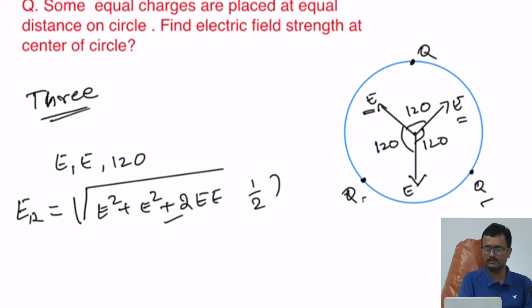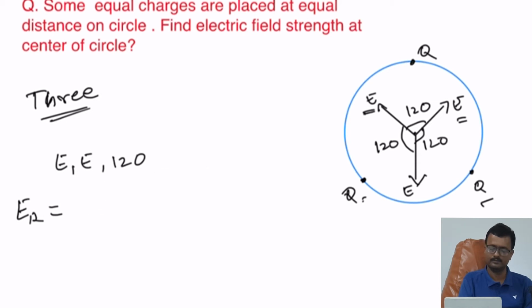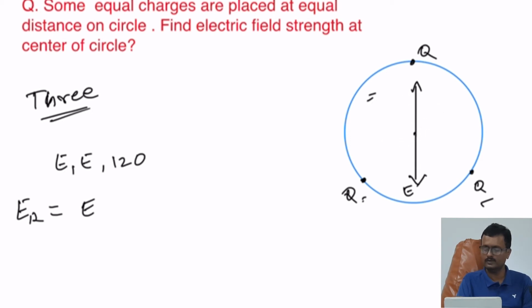Plus into minus, minus. 2 cancels. E² into... E² cancels. Root E² is E. So the resultant of these two is E and it bisects this angle equally. This is 60 degrees. So 120 plus 60, that is 180. So the resultant of these two is exactly opposite to this one and its magnitude is E. So the total resultant of these vectors is 0. So for 3 charges, the electric field at the center is 0.